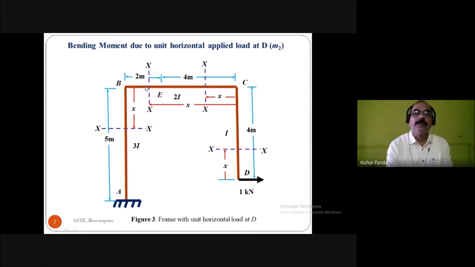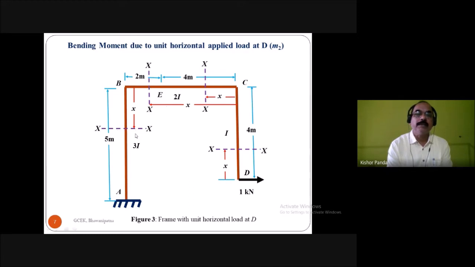Then what is the moment between B and D? This is the section at a distance x from the point C. So what is the moment here? Here also the moment is the force times the perpendicular distance, which is 4 meters, so the moment is plus 1 into 4.